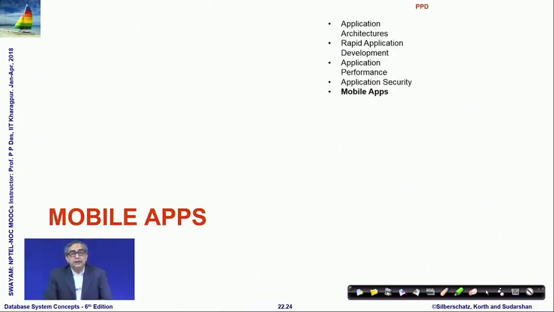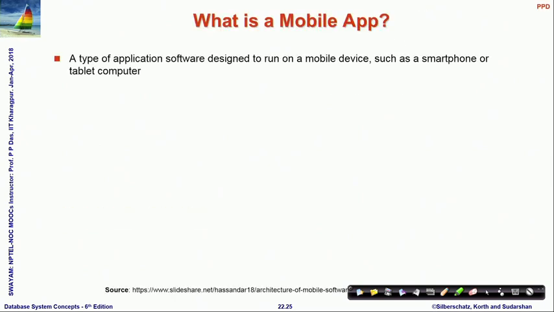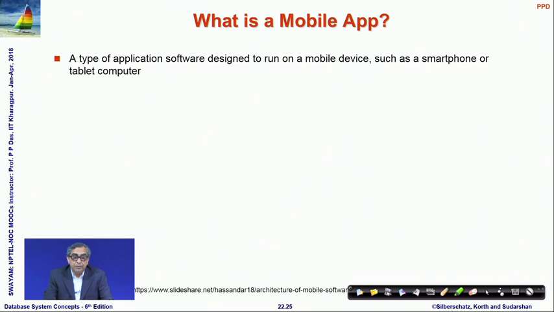At the end of this module, let me take a quick look into the mobile apps. These are somewhat different, but it is very important today to take note of the mobile app. It is a type of application software which is designed to run on a mobile device. It does not necessarily mean that it has to be a smartphone, it could be a tablet or some small device which typically is handheld and can be carried around.